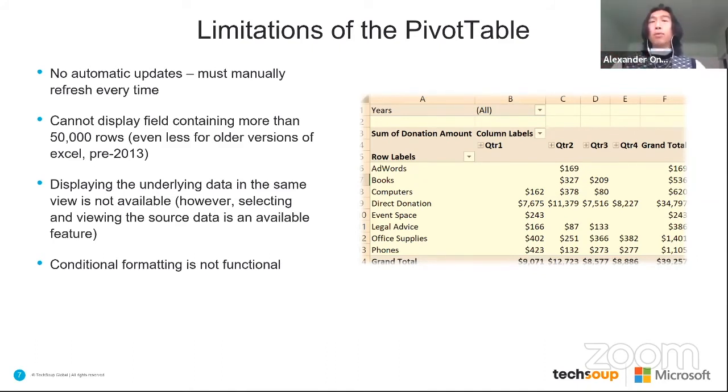Additionally, if you would like to double click or look into the underlying data itself from the pivot table, you're not able to do that unless you right click and go to the source data. But it's not available to view in the pivot table itself. And conditional formatting, which means highlighting certain cells and not highlighting others based on rules, is not functional within a pivot table. However, all of this stuff is available to do in Excel itself. It's just that there are limits to the utility of this function.